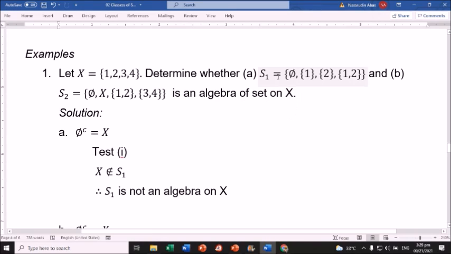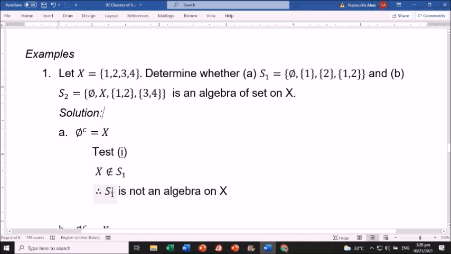For letter A, this is the set S sub 1 containing the elements: the empty set, the set containing 1, the set containing 2, the set containing 1 and 2. Dito pa lang makikita natin na pag kinuha natin yung complement of the empty set, that is actually equal to X. And dun pa lang, kita natin na X is not an element of S sub 1.